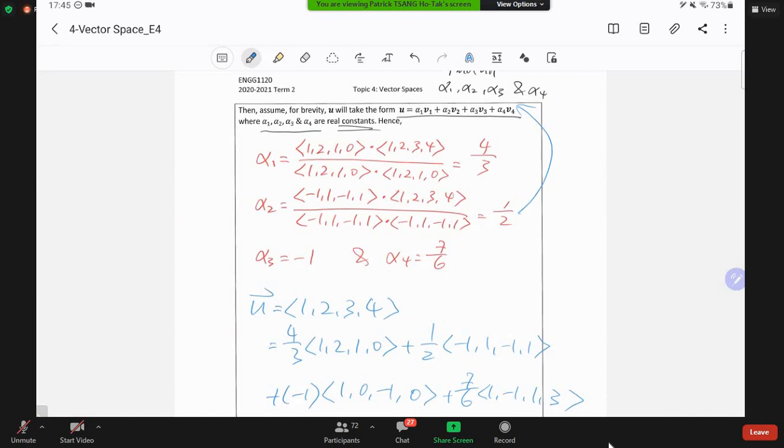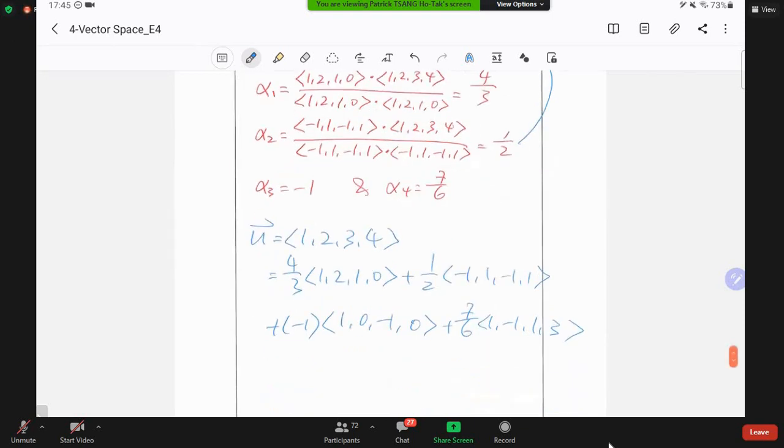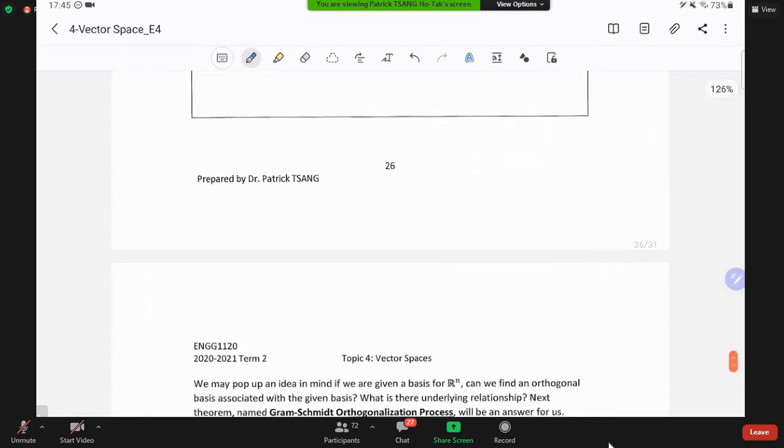Now we have another question we would like to address. Firstly, let's take a look at some description. Suppose you are given a basis, whatever basis, I don't know which kind of basis it is, for the general Rn space. Now I would like to ask whether or not I can transform this given basis to become an orthogonal basis. This is my question.